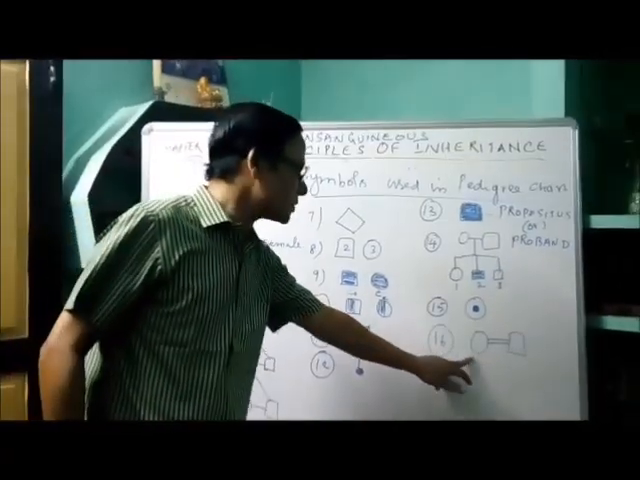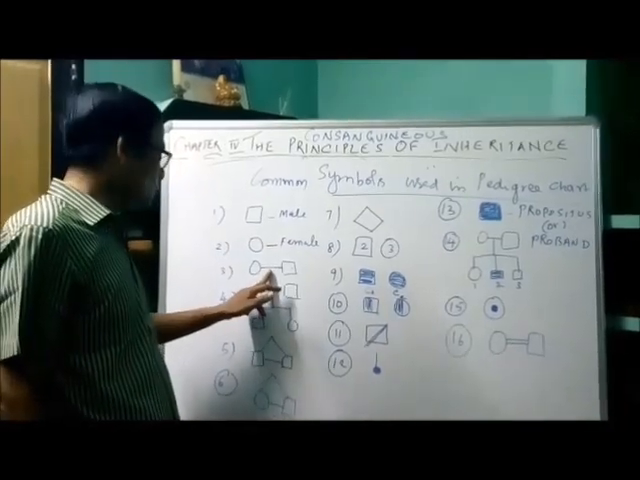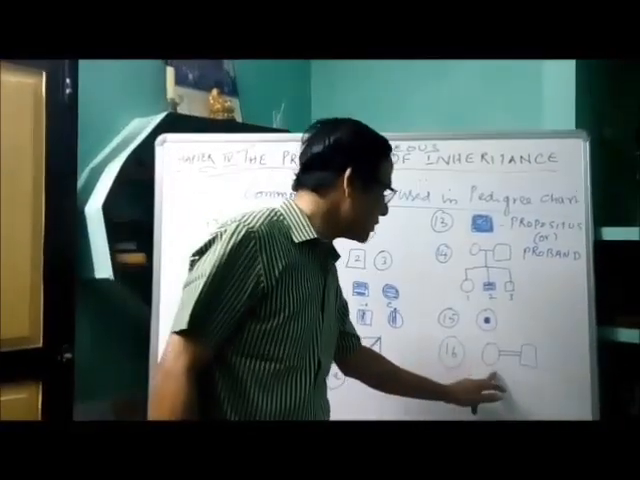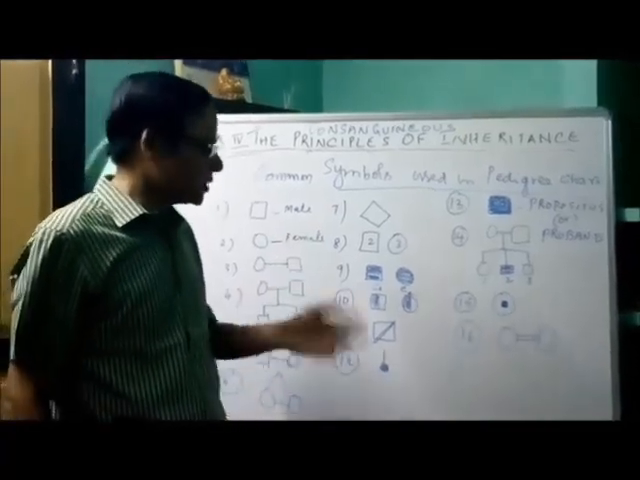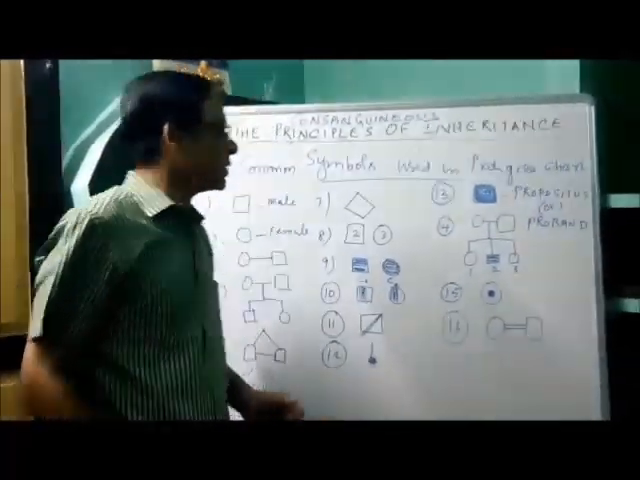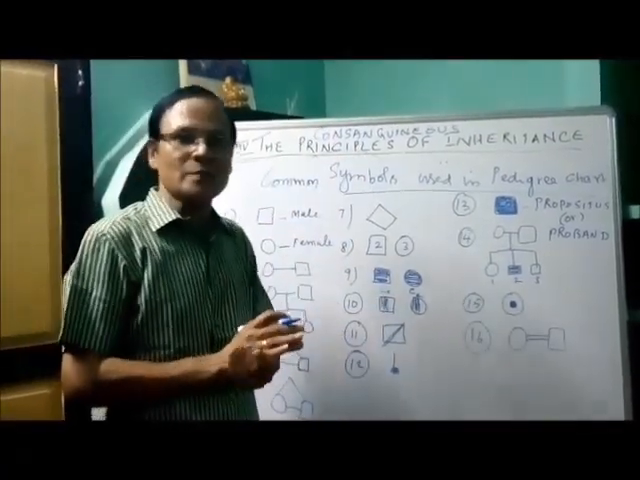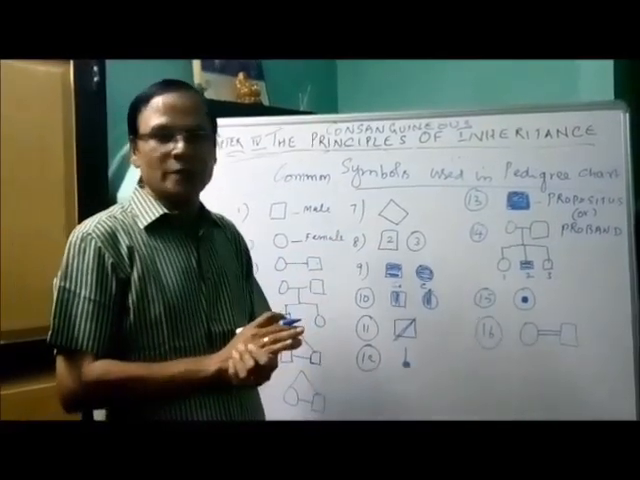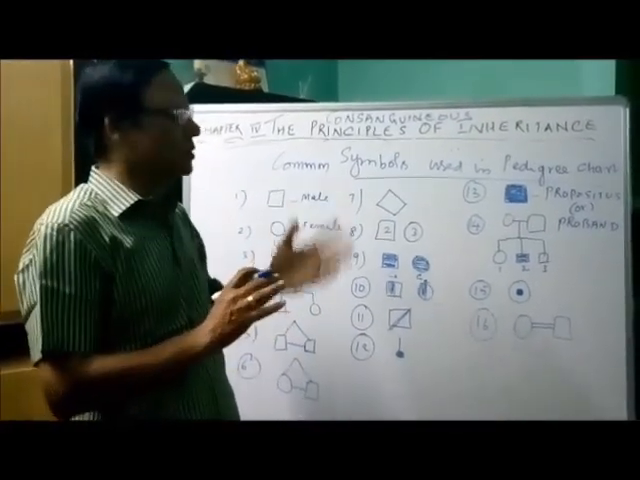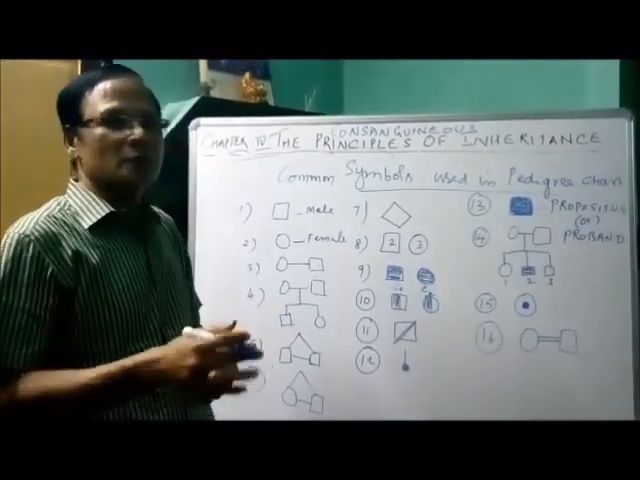The last one represents the consanguineous marriage, and this one is a normal mating. I drew only one line. But here between female and male, just the diagrams, stick figures, I drew two lines indicating the marriage between close relatives, and that is called consanguineous. So these are some of the standard symbols used in a pedigree chart. Now I'll give one example. Let's follow.